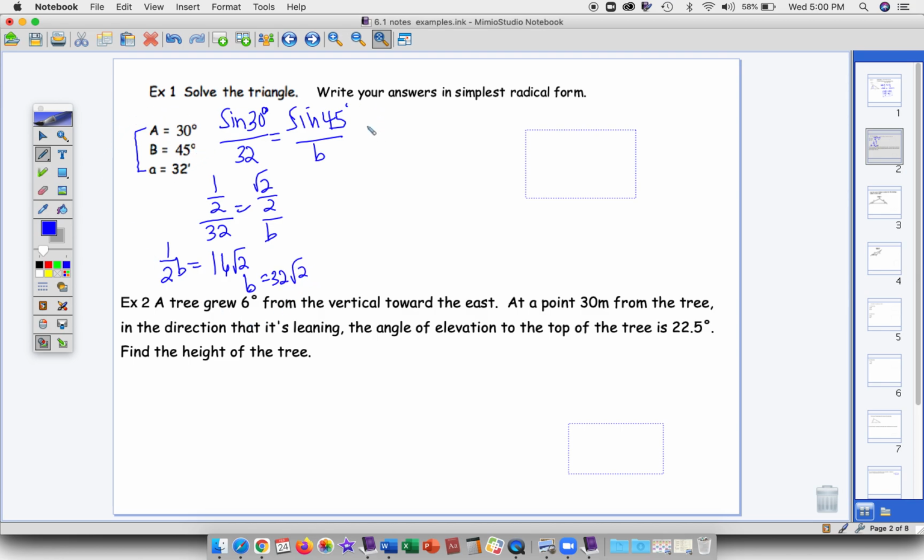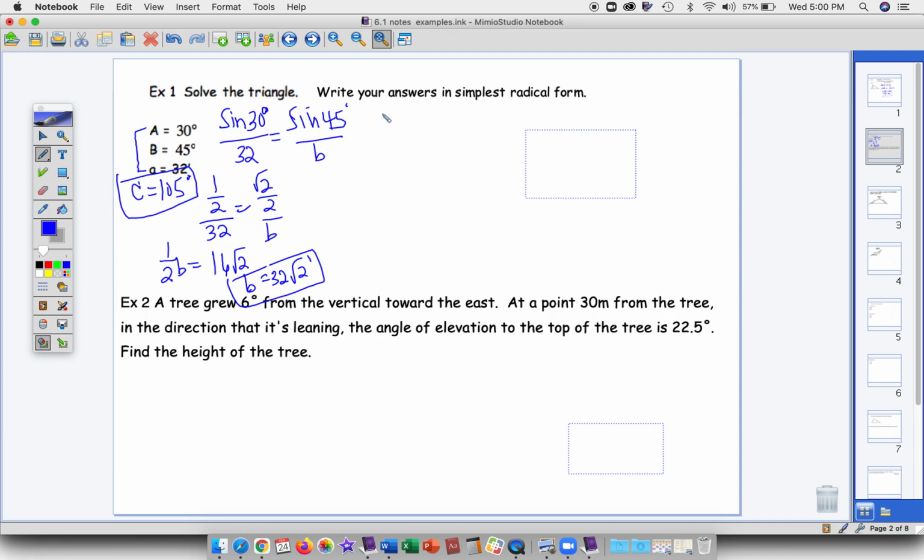Okay, let's see. Angle C I can just get from subtracting these angles from 180, so that's 105. So there's two of my three parts. Make sure everything is labeled, right? We use capitals for angles, lowercase for sides. And I can put that foot mark back in with my final answer.